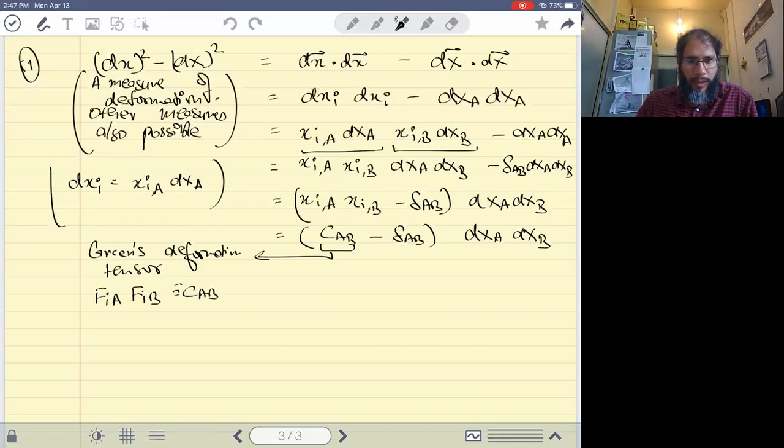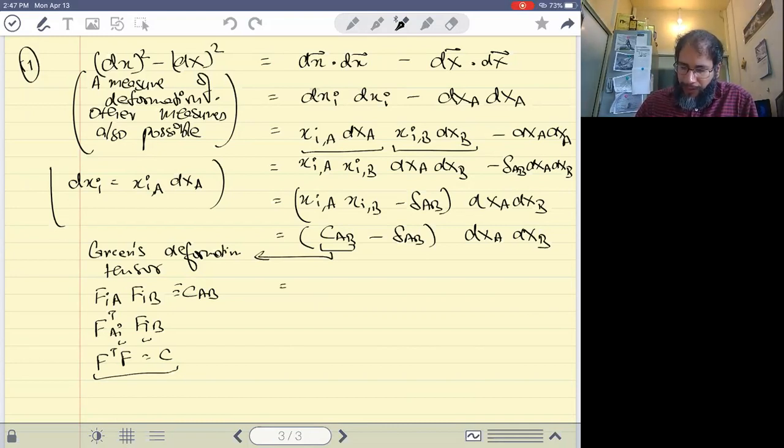And this in the symbolic notation can also be written as, if you want to really see how it's done, you can write this as F transpose of AI times FIB. And you can see that the index I and I are now in the right order. So we can write this as F transpose F is equal to C. So the Green's deformation tensor C is defined as F transpose F. It's just another term that we have defined using the deformation gradient tensor F.